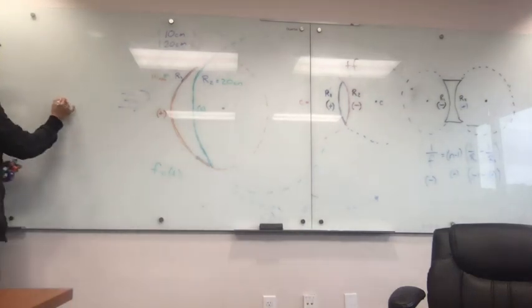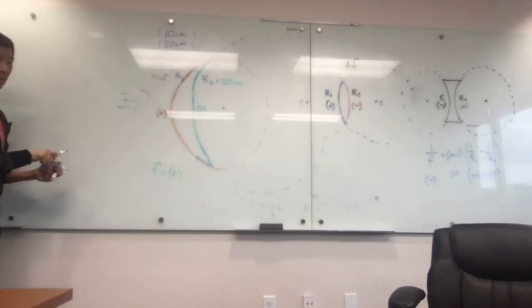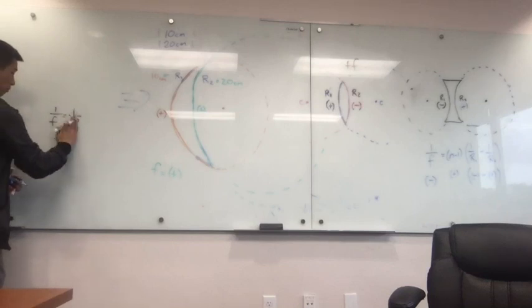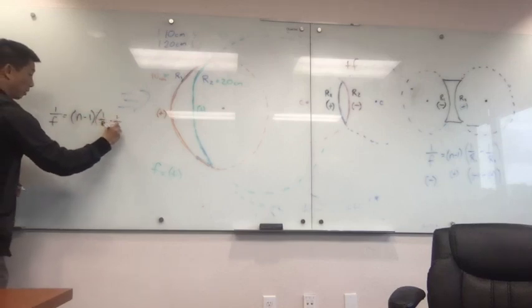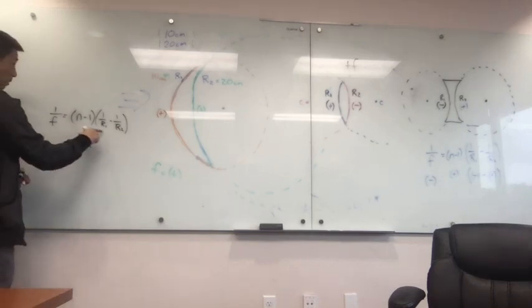So then if we look back at our equation, and I'll write it up one more time, I think I can go as far as over here, and we have 1 over F is equal to n minus 1 times 1 over R1 minus 1 over R2. Right, let's see how this gives us a positive number.